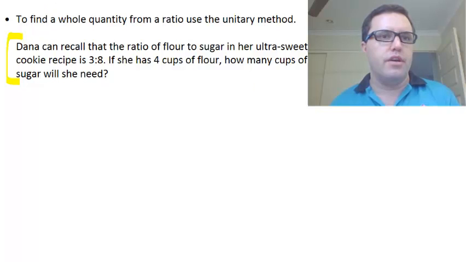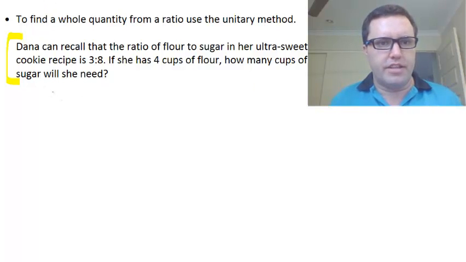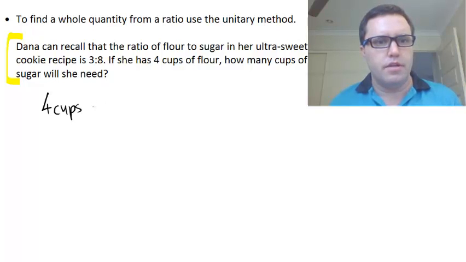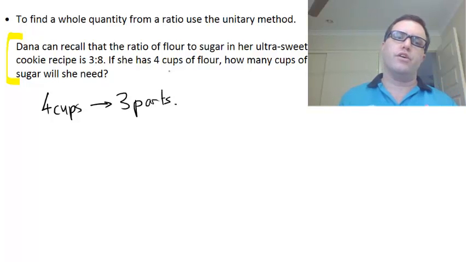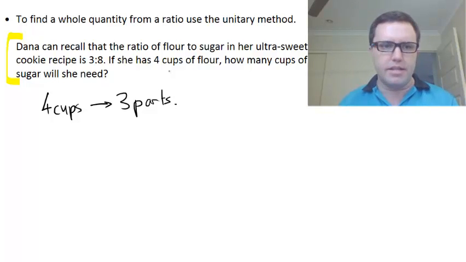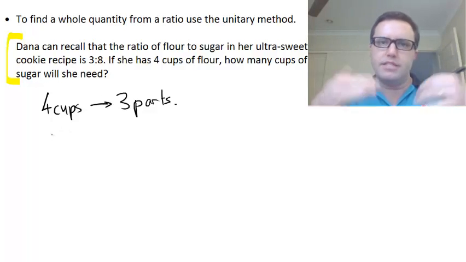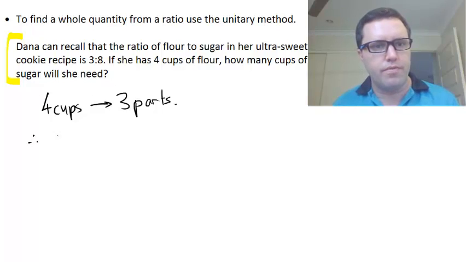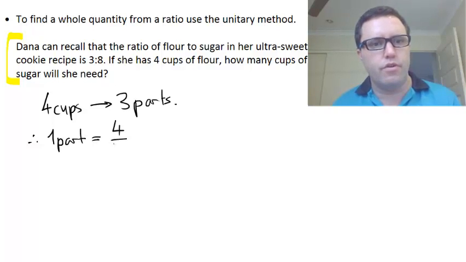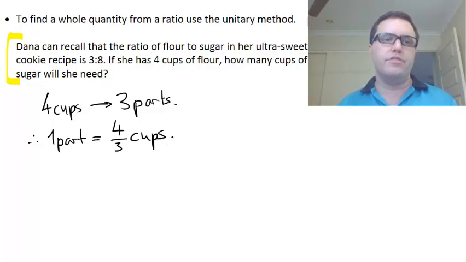The first thing we're going to think about is that 4 cups is the same as 3 parts. If 4 cups is worth 3 parts, then we bring this down to the individual unit, like we do with the unitary method. So therefore, 1 part is equal to 4/3 cups. See what we've done there? We've divided the 4 by 3 to get 1 part is 4/3 cups.